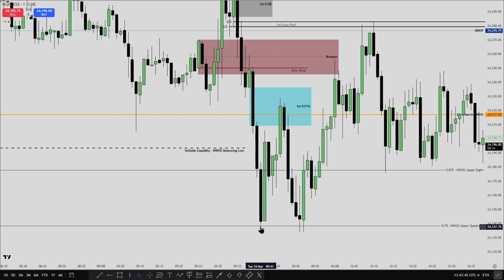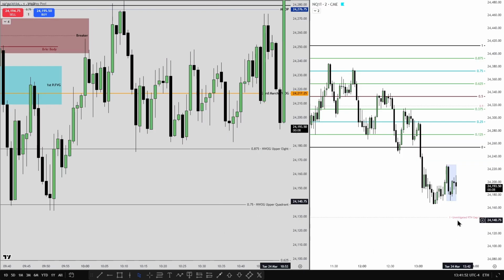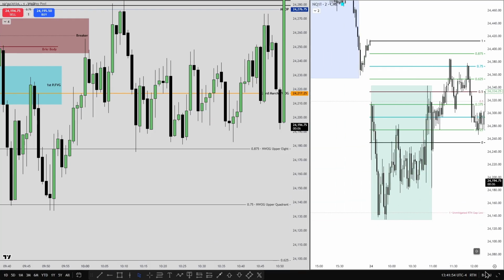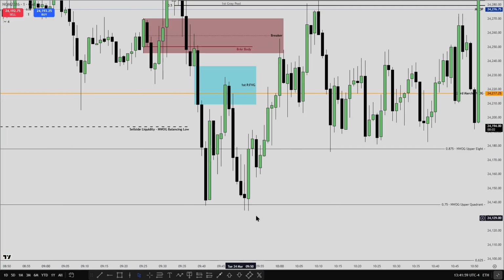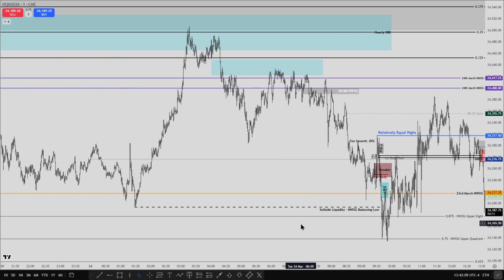And then it goes down to this, so that itself is a bread and butter setup. Where is it rejecting here also? It's rejecting the regular trading hours low from the previous day. It's also rejecting the upper quadrant of the new week opening gap. Again, other people don't see it like that. They just see that this is the gap. Once it's been filled, it's no longer relevant.